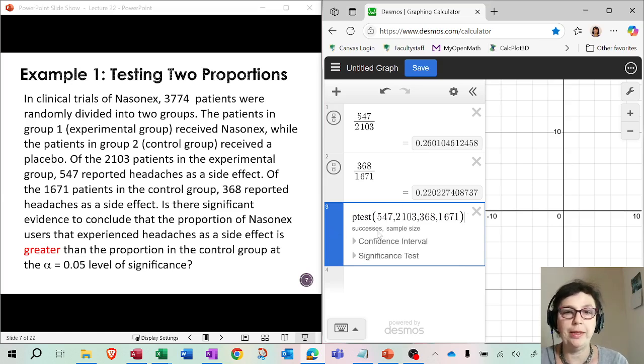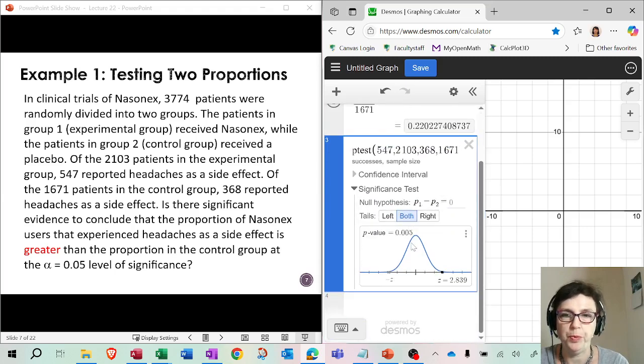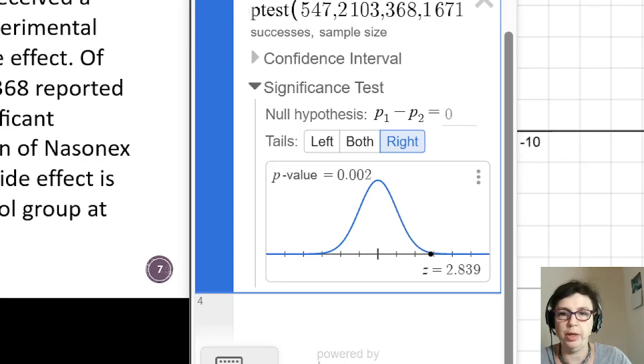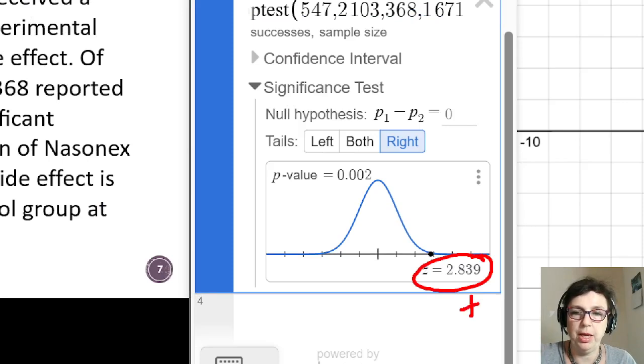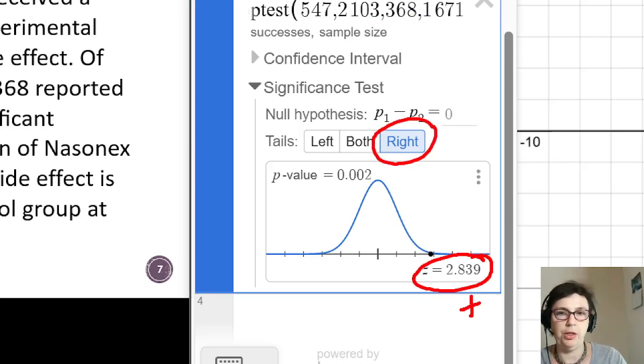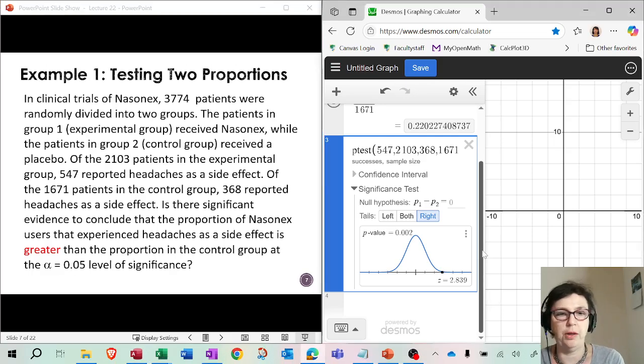Because we are testing here, we're going to expand the significance test menu. And before we decide what tail, and I think, as I told you, it's supposed to be right, I just want to confirm what I think is true by looking at the test statistic. So if you look at the test statistic, is it positive? And the answer is yes, it is positive. So it does make sense that the right tail option was chosen correctly.